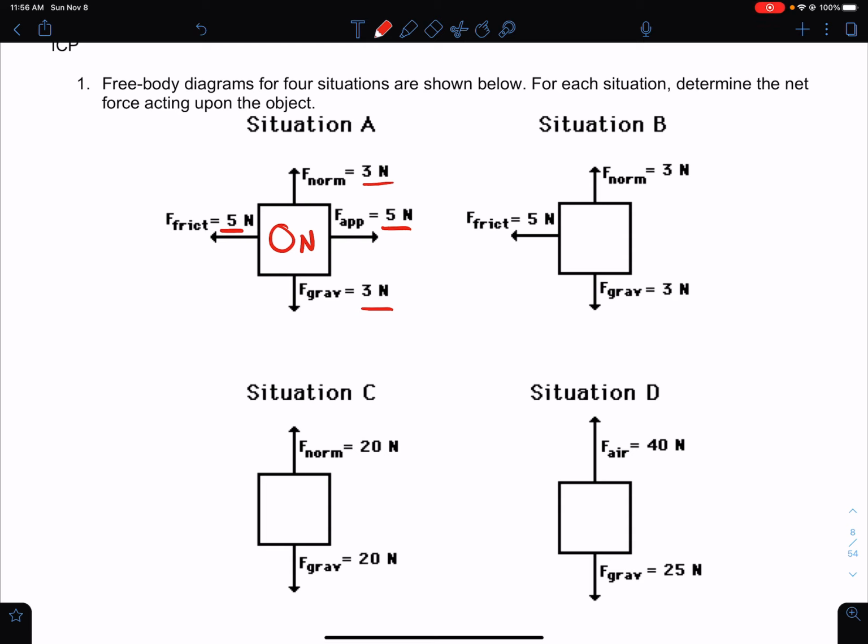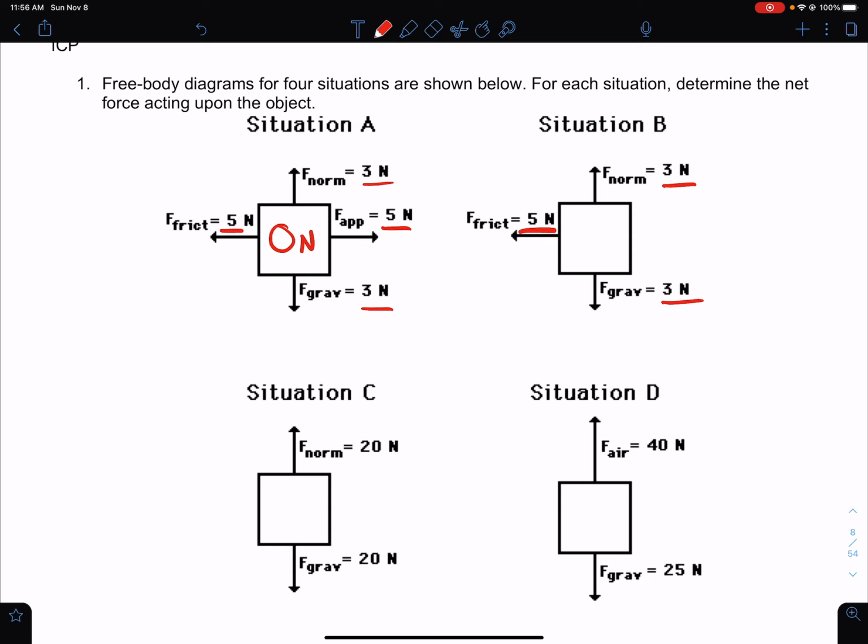We go to situation B. Situation B, if you have 3 newtons up, and that would be like a tensional force, we have 3 newtons acting downwards. It's not going to go up or down, but you do have 5 newtons to the left, and there's nothing acting towards the right.